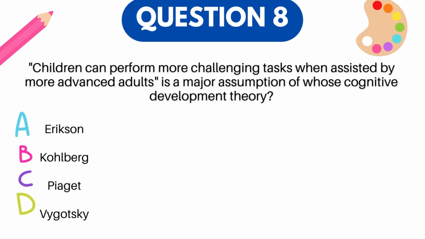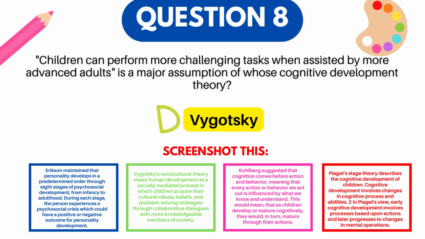Children can perform more challenging tasks when assisted by more advanced adults. Is a major assumption of whose cognitive development theory? A. Erikson, B. Kohlberg, C. Piaget, and D. I can't pronounce his name. I'm going to say Vygotsky. Okay? All right, so the answer is D.